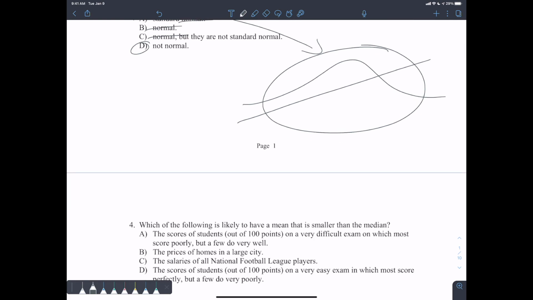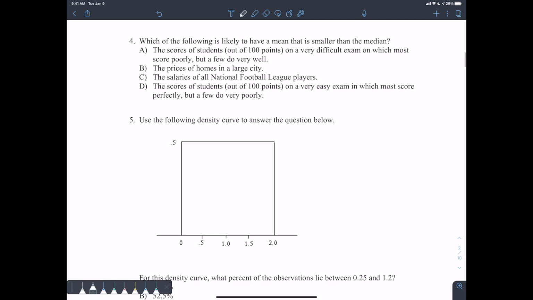All right, question 4. Which of the following is most likely to have a mean that is smaller than the median? If you have a mean that is smaller than the median, that means that the data is going to be skewed. So in this case, it's going to look something like this. You're going to have a couple values down here, and then there's going to be a big quantity of data in this upper region, so you're going to have a lot of big numbers and then a couple small numbers. So which one of these answers corresponds to that?